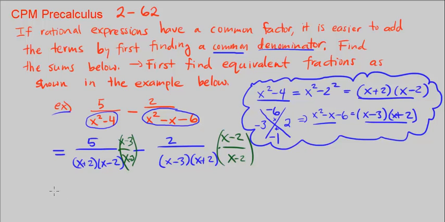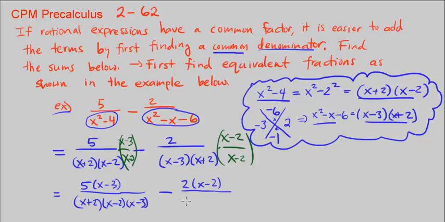Then what we have, let me go back to blue, is 5 in the numerator times x minus 3 over x plus 2 times x minus 2 times x minus 3. I'm just copying this now. Minus 2 times x minus 2 over, in the denominator, let me put these in the same order as we see here: the x plus 2 times the x minus 2 times the x minus 3, from here.